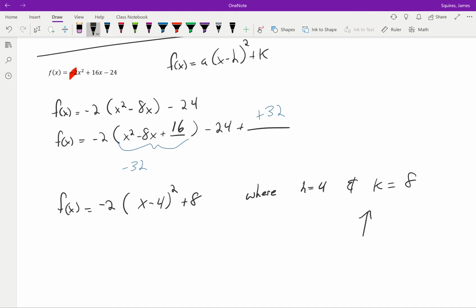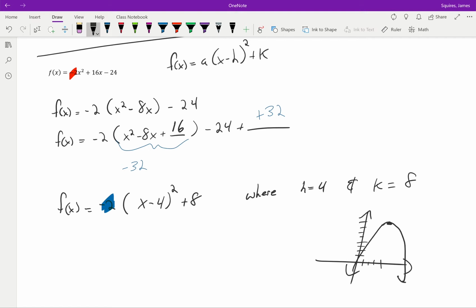And if we wanted to graph this, we would go to the right 4 units, 1, 2, 3, 4, up 8 units, 1, 2, 3, 4, 5, 6, 7, 8. Plot our vertex, and because our a term, negative 2, is a negative number, that means our parabola is going to open down.